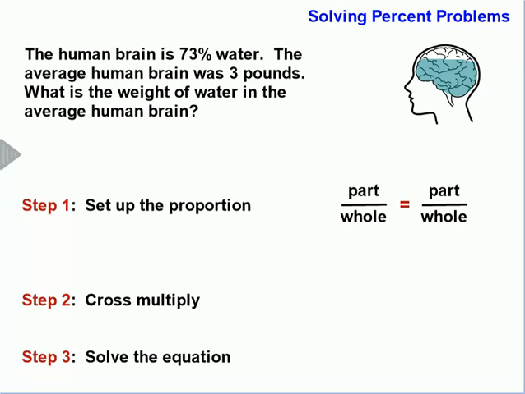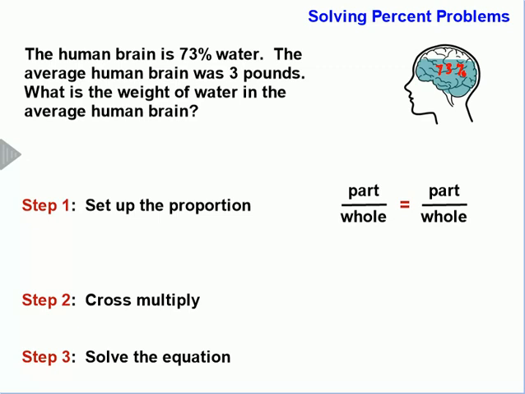So here's a problem for us. The human brain is 73% water. That's a lot of water in your brain. I never really realized that. The average human brain weighs, not was, that's supposed to be weighs 3 pounds. What is the weight of water in the average human brain?